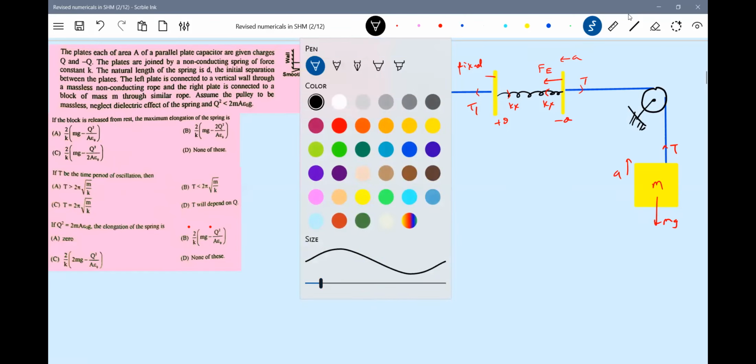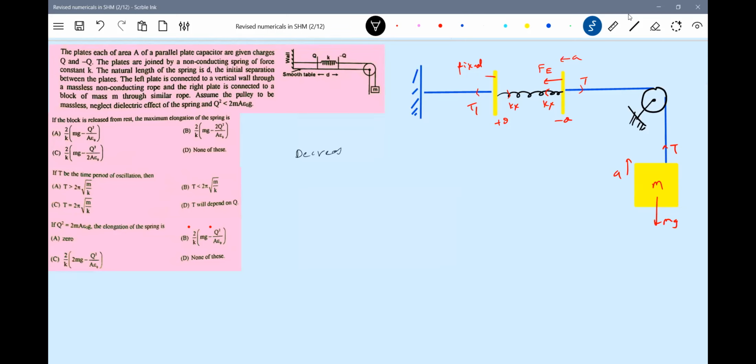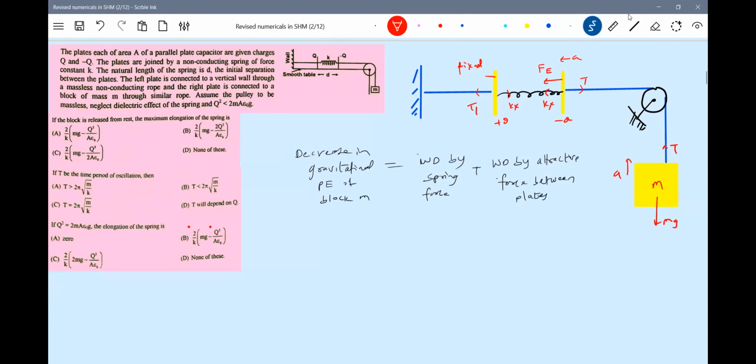Decrease in gravitational potential energy of block M is equal to the work done by spring force plus the work done by the attractive force between the plates. So then the decrease in potential energy equals how much?